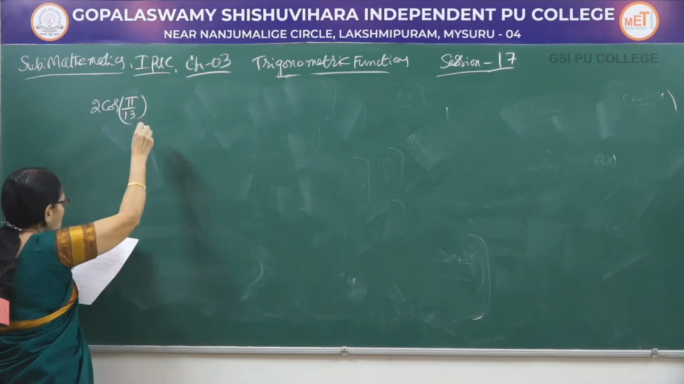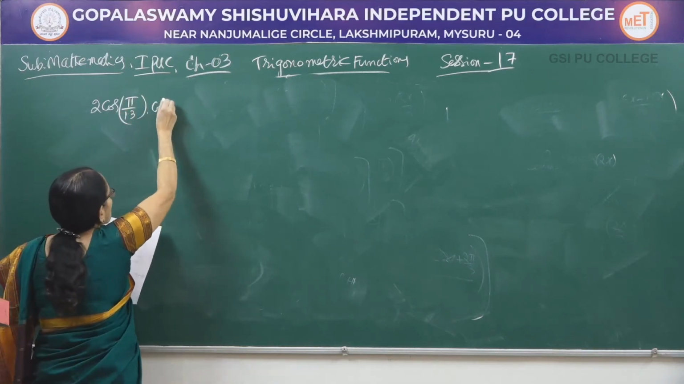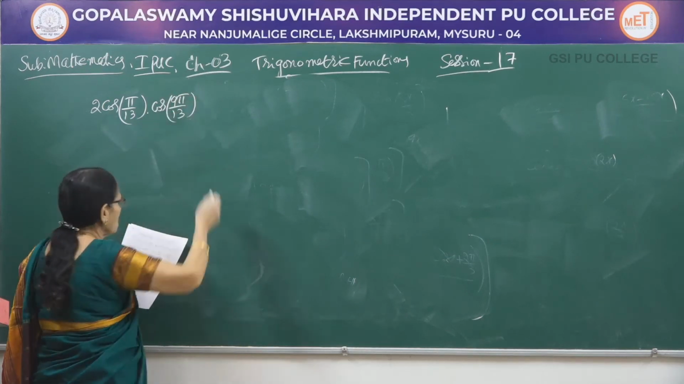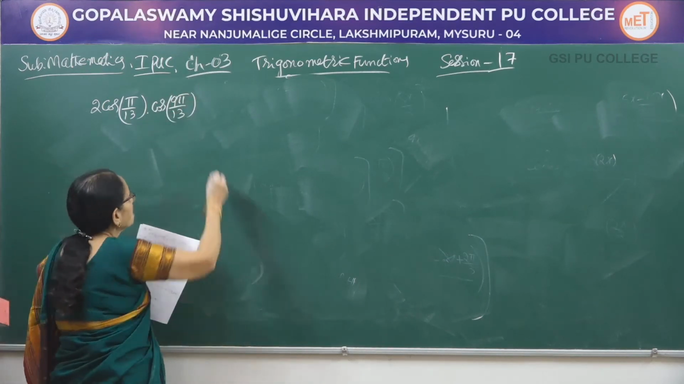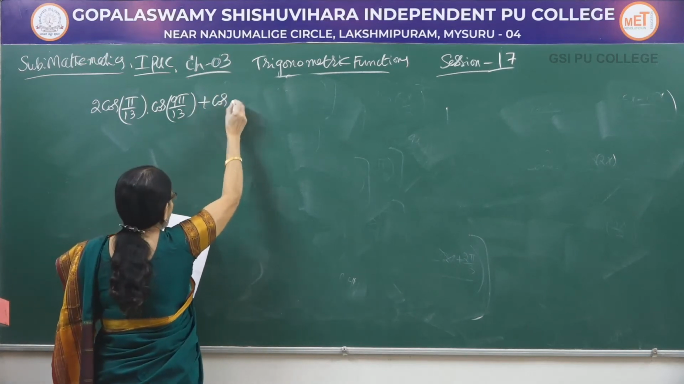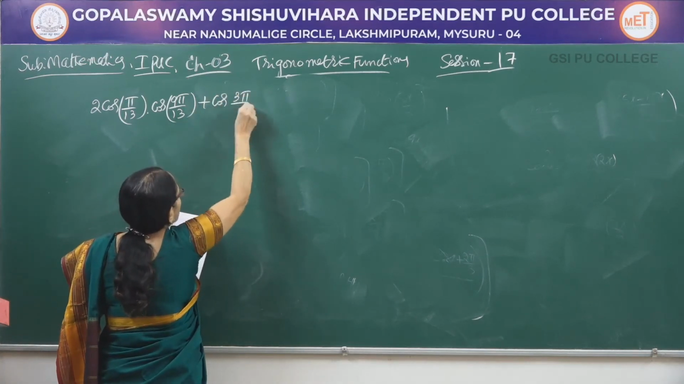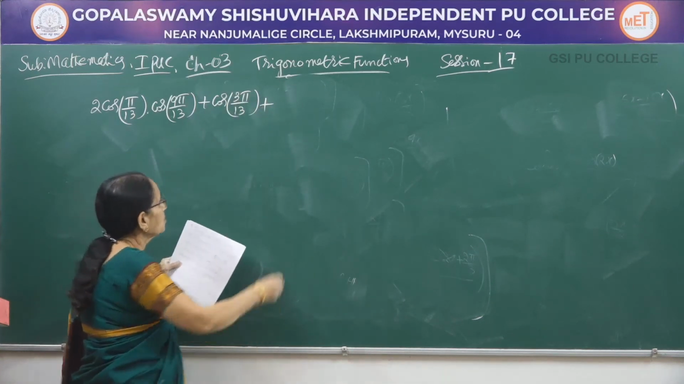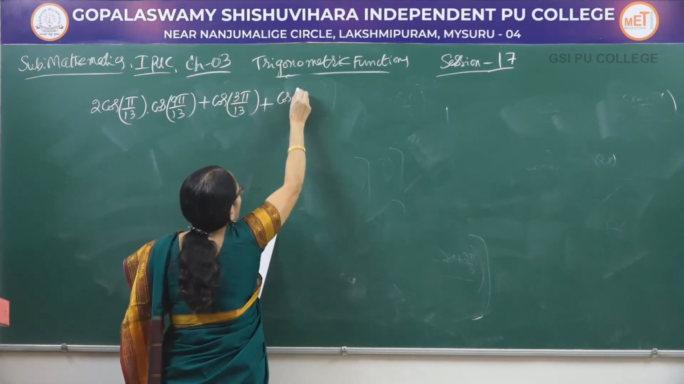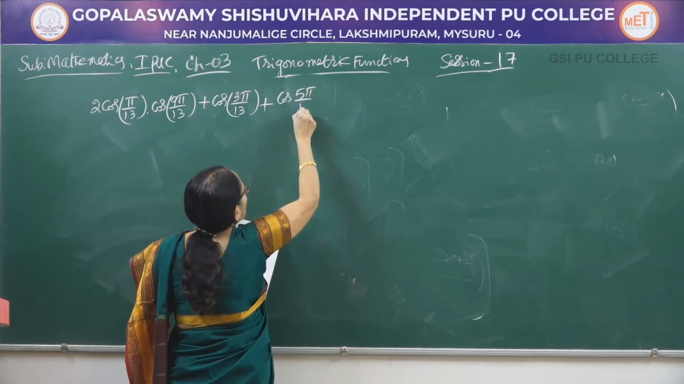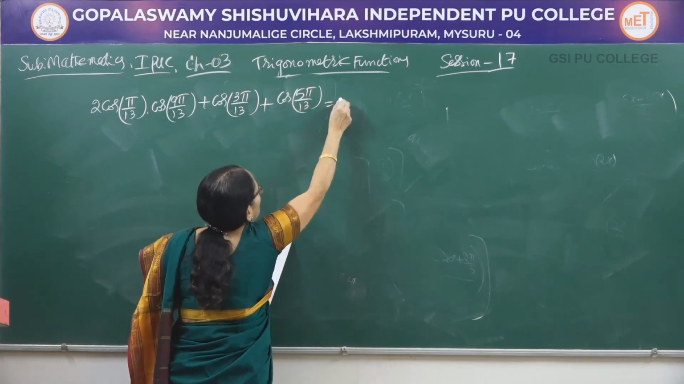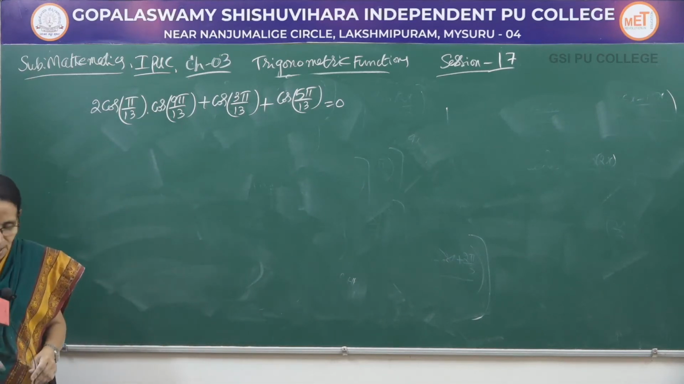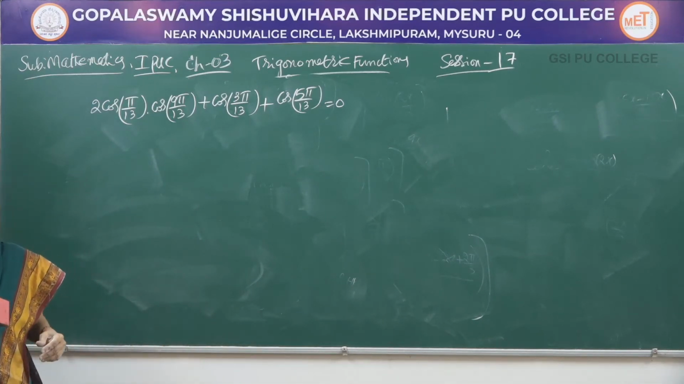2 cos pi by 13 into cos of 9 pi by 13 plus cos of 3 pi by 13 plus cos of 5 pi by 13 should be equal to 0. So this is a little bit different problem.